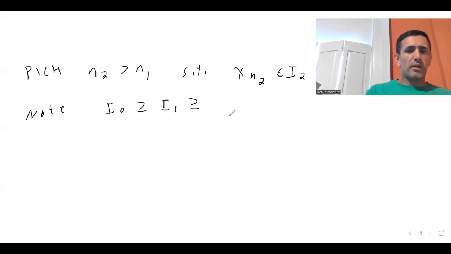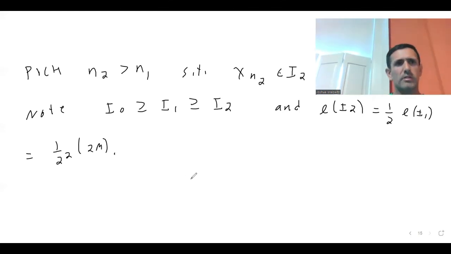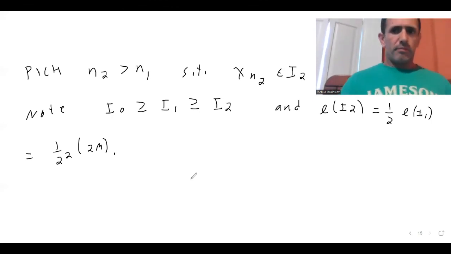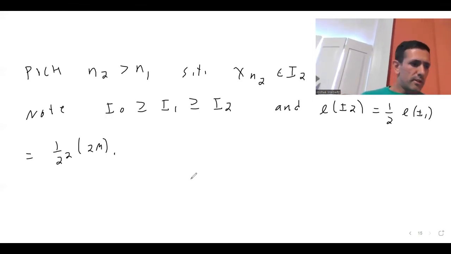So we have nested closed intervals I0, I1, I2, where this is true, and this is 1/2 the length of I1. Again, L for length of the interval, just right endpoint minus the left endpoint. And that's (1/2)^2 times 2m. All right, so just continue on like this. Let's do this inductively. Just make sure we're all on the same page. We're just going to continue on like this.